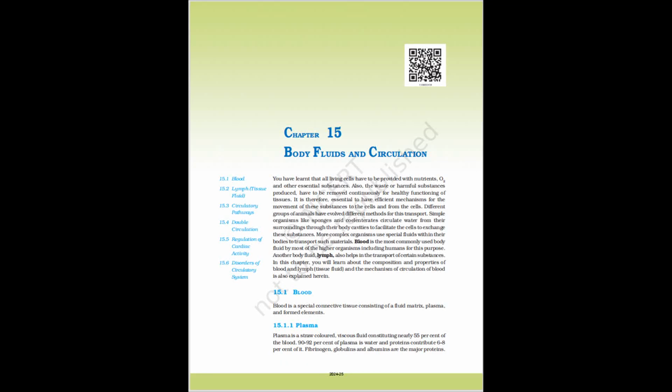15.1.3.2 Rh grouping. Another antigen, the Rh antigen, similar to one present in rhesus monkeys, hence Rh, is also observed on the surface of RBCs of majority, nearly 80%, of humans. Such individuals are called Rh positive, and those in whom this antigen is absent are called Rh negative. An Rh negative person, if exposed to Rh positive blood, will form specific antibodies against the Rh antigens. Therefore, Rh group should also be matched before transfusions.